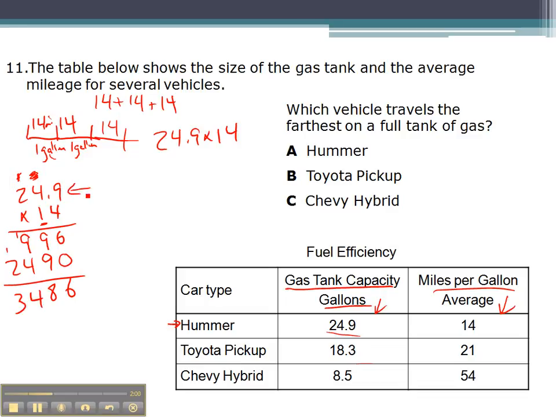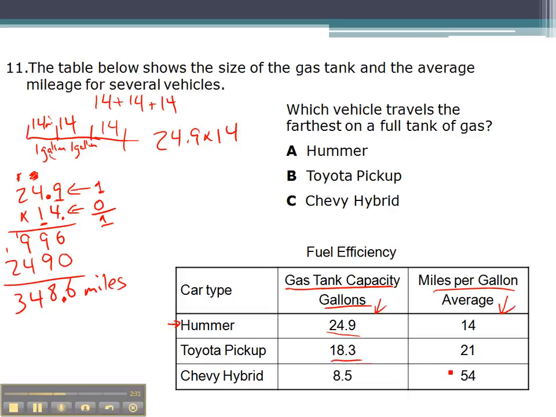Now I have one decimal place in this factor. Here's my decimal, and there's one space after the decimal, so that's one decimal place. In this factor, this whole number, the decimal would be right here after the whole number, and I have no numbers, no spaces after the decimal, so 0. Add those together, so I should have one decimal place in my product, so I put my decimal place right there. So the Hummer would travel 348.6 miles on one tank of gas.